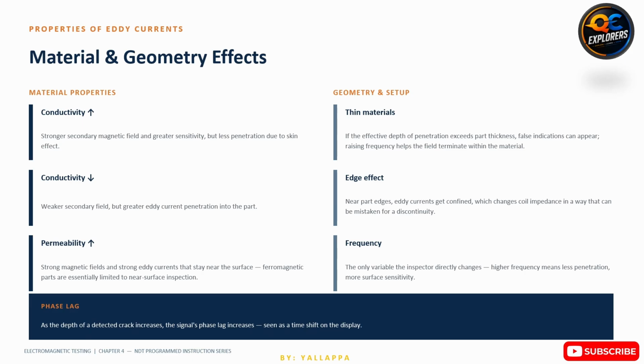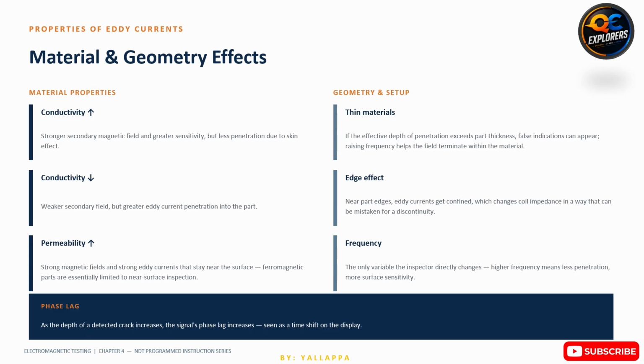Increasing the inspection frequency helps confine the eddy currents within the material thickness. Another common phenomenon is the edge effect. Near edges, holes, or abrupt geometry changes, the eddy currents are forced into a smaller area, changing the coil impedance even when no defect exists. Without proper interpretation, these responses can easily be mistaken for cracks.